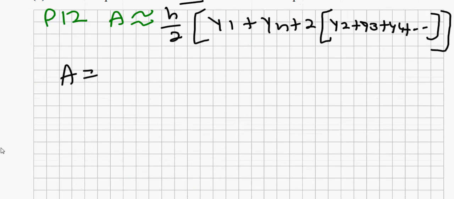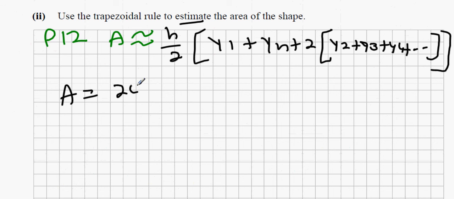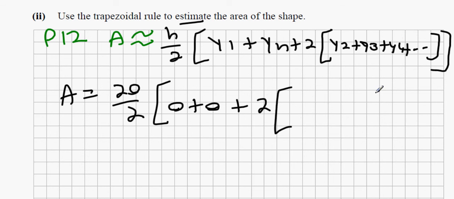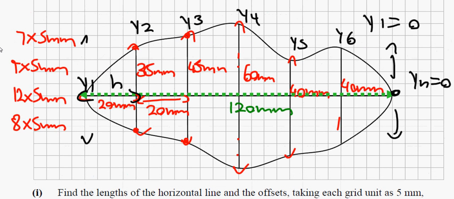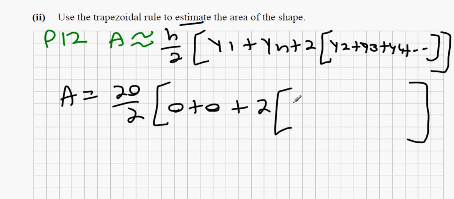H is 20 over 2. y1 is non-existent, so it's going to be 0. yn is going to be 0. And then it's 2 times the remaining y's all added together. So 2 times everything else added together. So we have to see what everything else is. Up top here, it's going to be the 35, the 45, the 60, and the 2 40s, okay? So it's going to be 35 plus 45 plus 60 plus 40 plus 40.